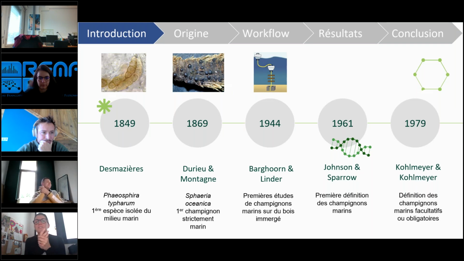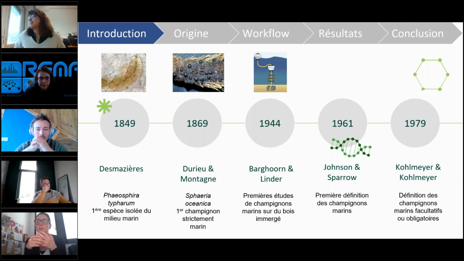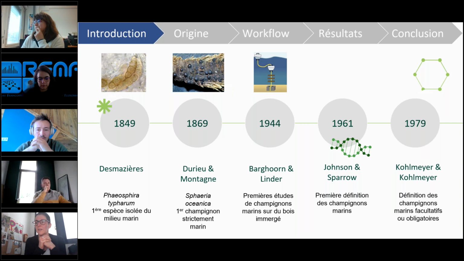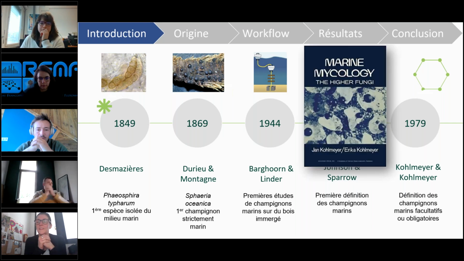And if you look in the literature, the first species isolated from the marine environment was Phaeosphaera typharum in 1849. Then there were some first studies on strictly marine fungi, and the first studies in 1944 on wood that was submerged. I would say the first definition of what is a marine fungus was in 1961, and then 1979 was the one that was used by most of the people, about facultative or obligate marine fungi.